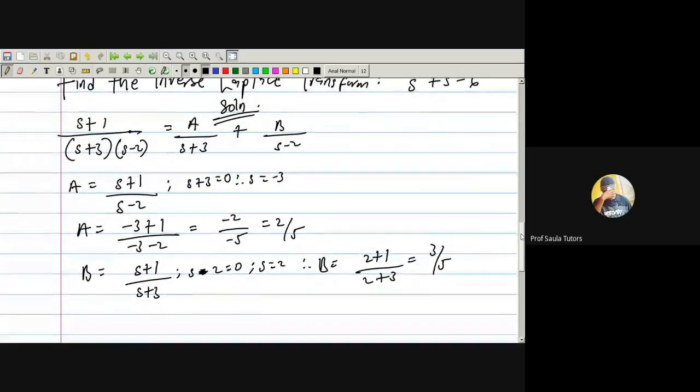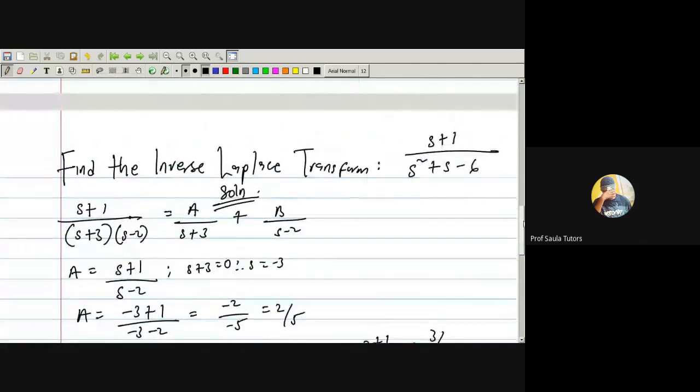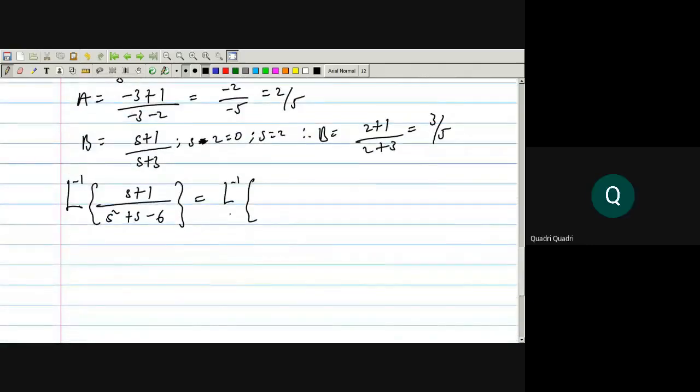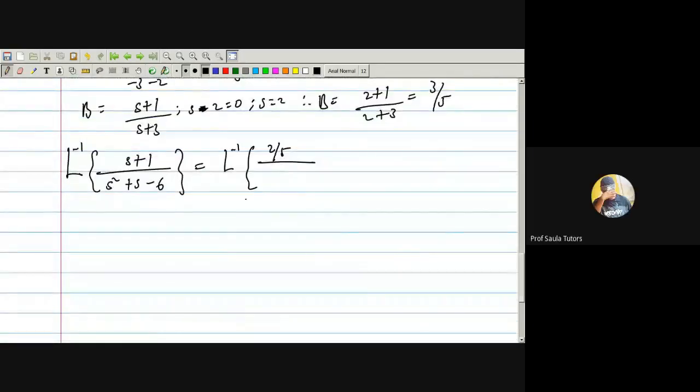What's the next thing? The next is now to say, okay, the inverse Laplace transform of what they asked us to do, s plus 1 over s squared plus s minus 6, is now the same thing as finding the inverse Laplace transform of my partial fractions. What was my A? My A is 2 over 5, so I have 2 over 5 over s plus 3.